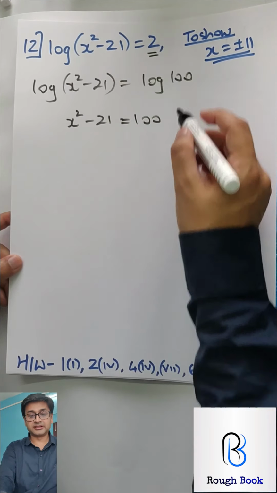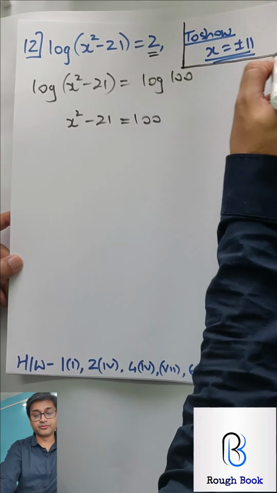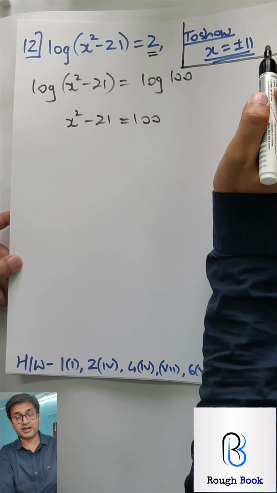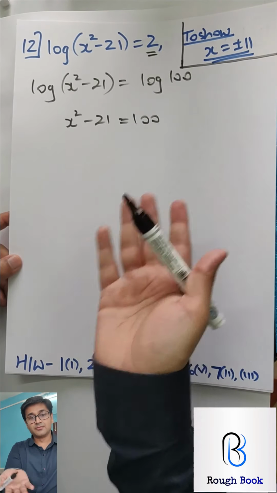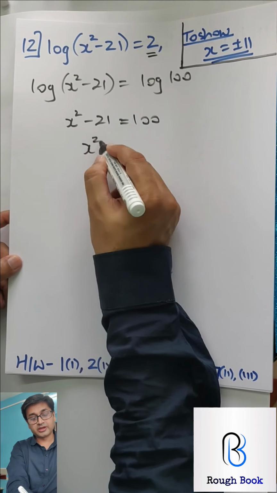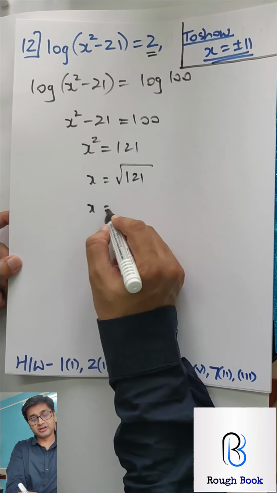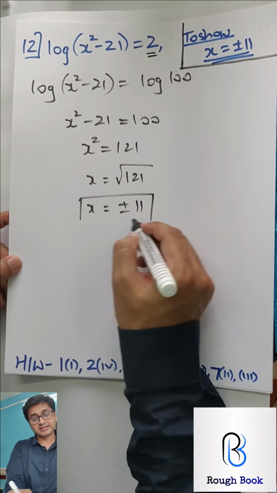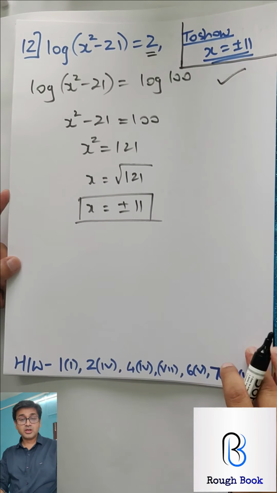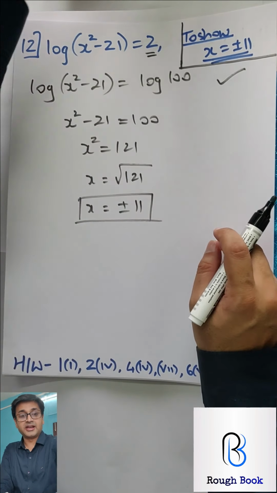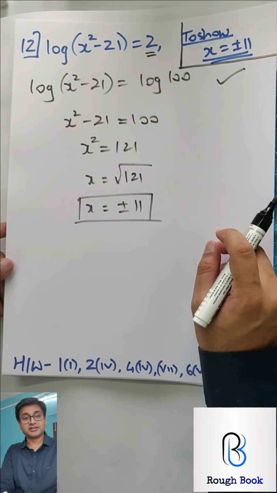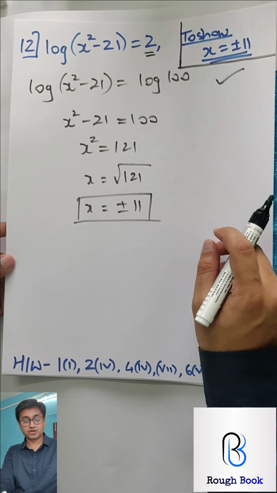I just started the sum, but I forgot to tell you that you have to prove this, that x is equal to plus or minus 11. So now it's very simple. Come on, finish it. So x square 121. So x is root of 121. So x becomes plus or minus 11. That's what you have to prove. So always put plus or minus sign. Otherwise you will mess up the entire sum. Are you getting it? Great job.